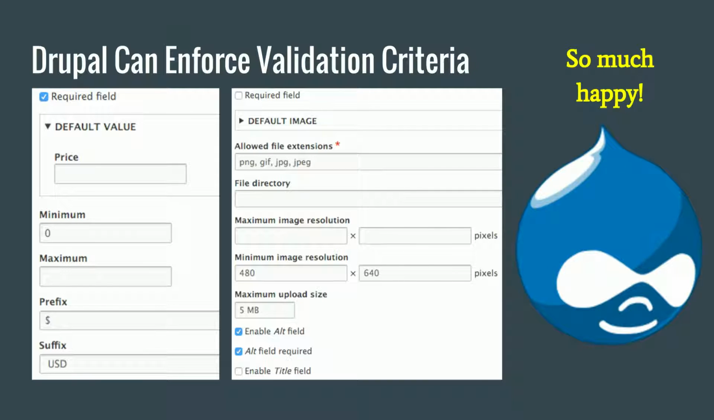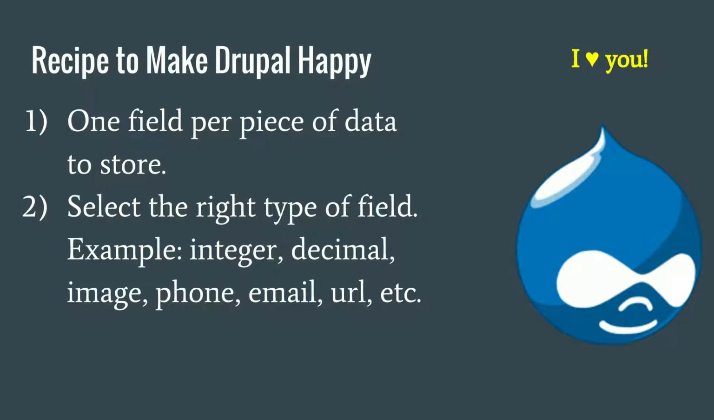And Drupal is happy now. Okay, what is the recipe to make Drupal happy? You will create a new field for each specific piece of data that you want to store. And when I say want to store, think of it as any piece of information that you want to use for searching in the future. So if you want to allow your visitors to be able to find your content based on that information, it has to be its own field.